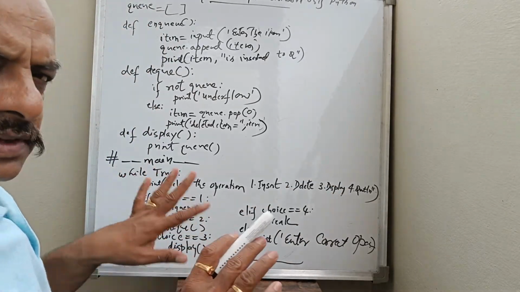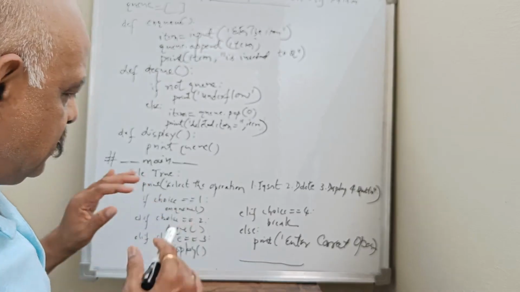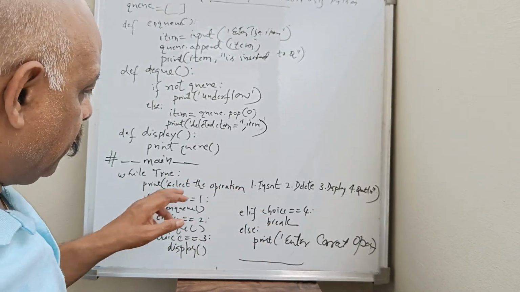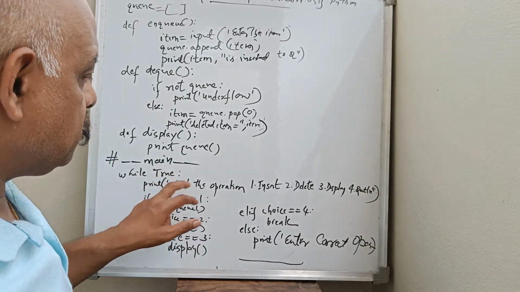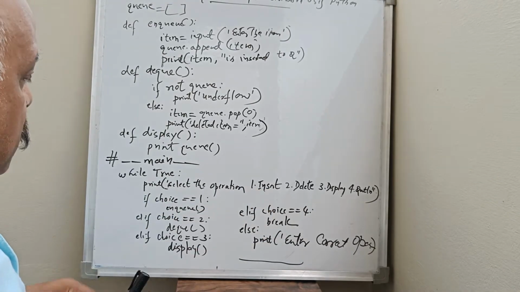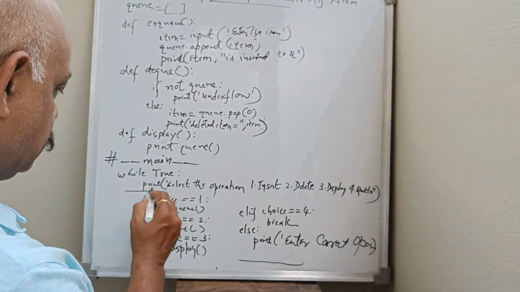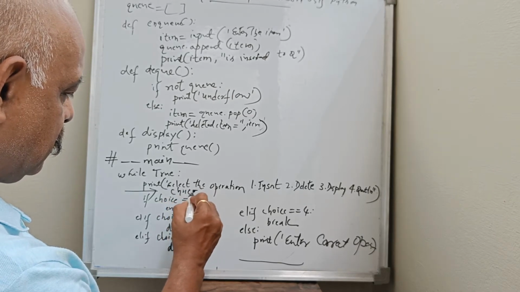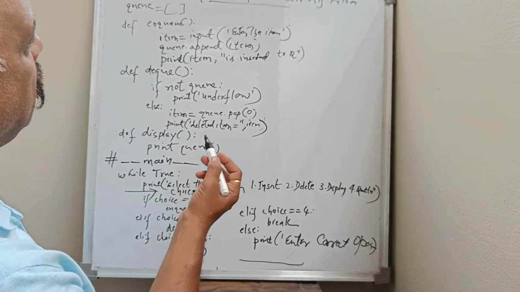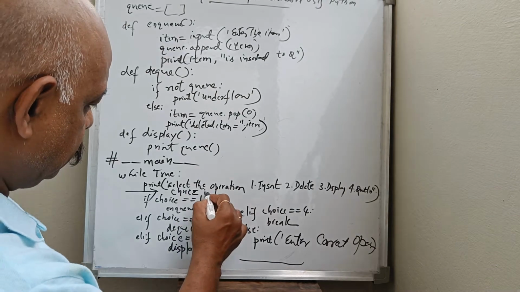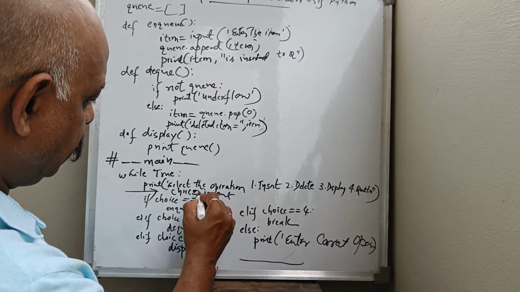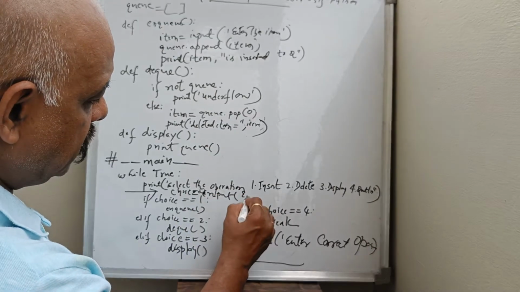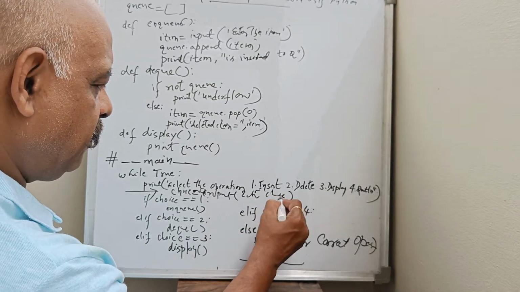It is the same as in the stack; it is just a menu-driven program. So, while True, you have to read the choice here, which I have not written, so you have to write this: choice is equal to int of input, enter choice, like that.